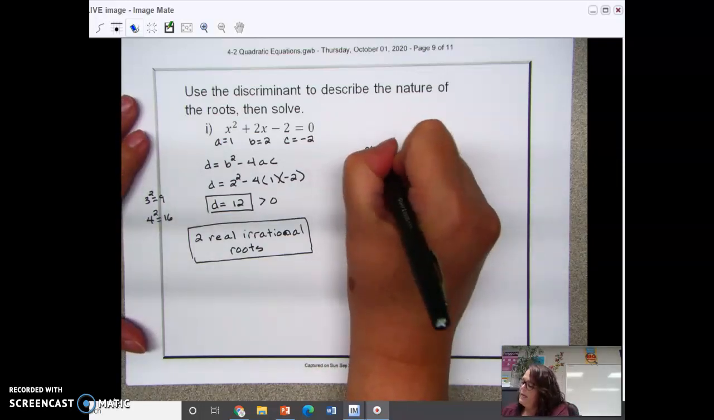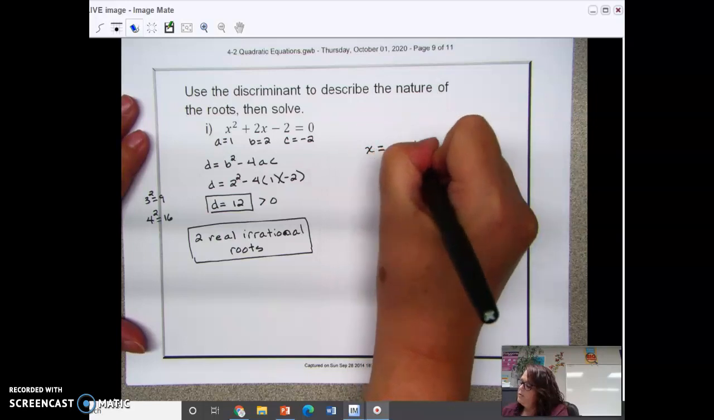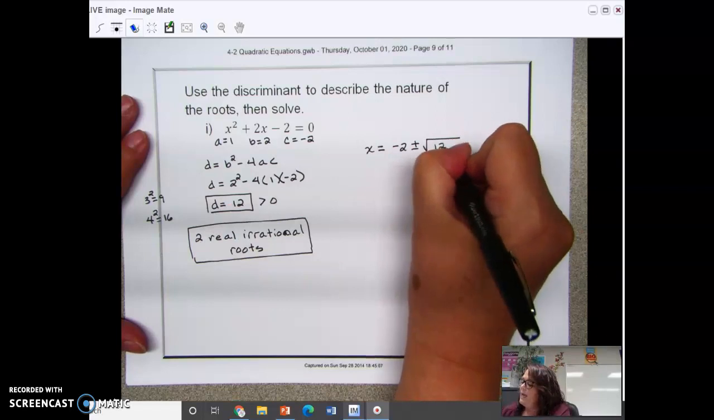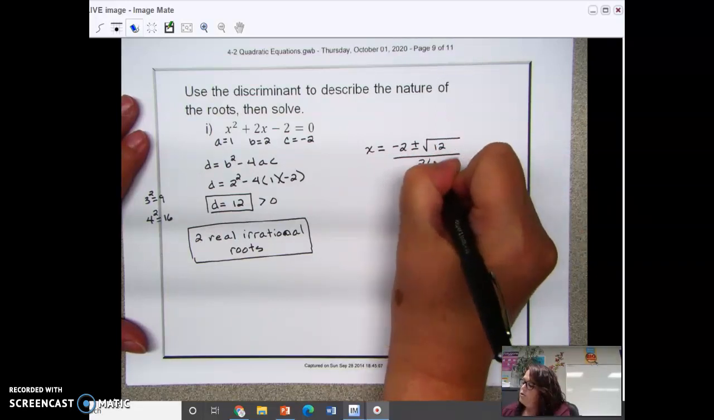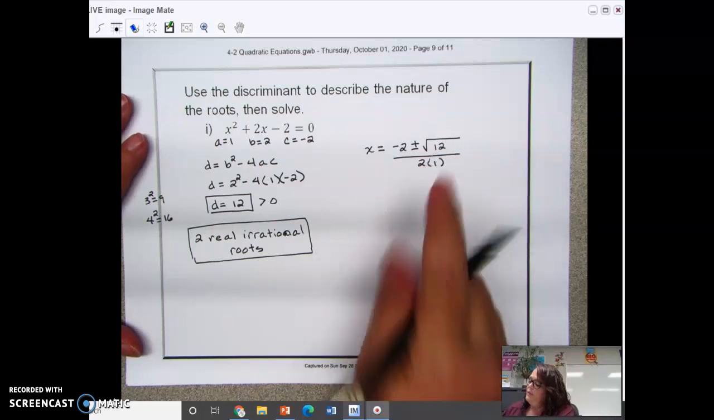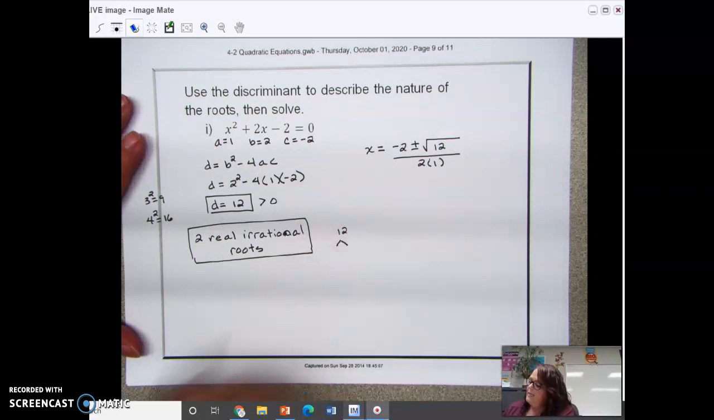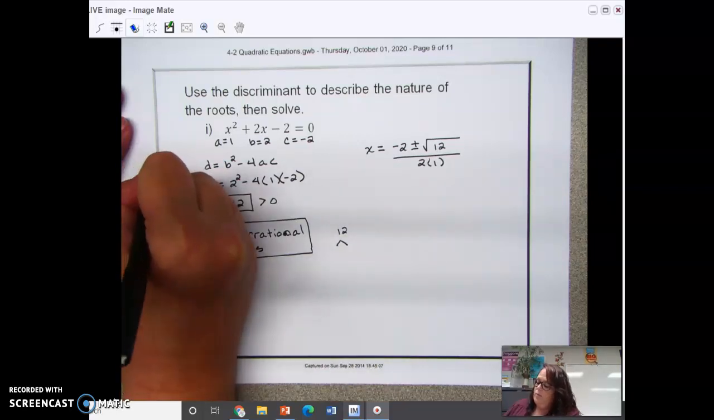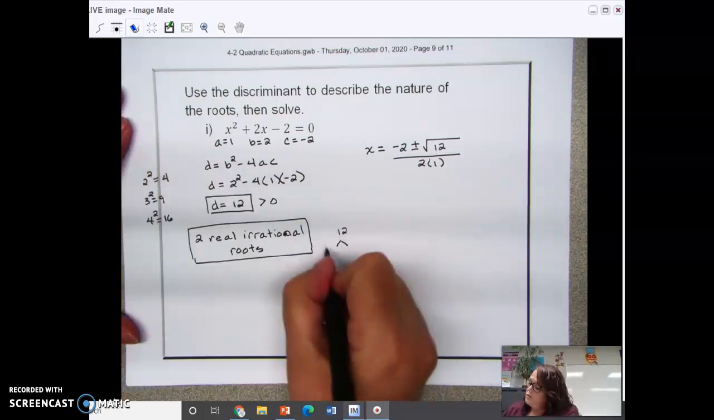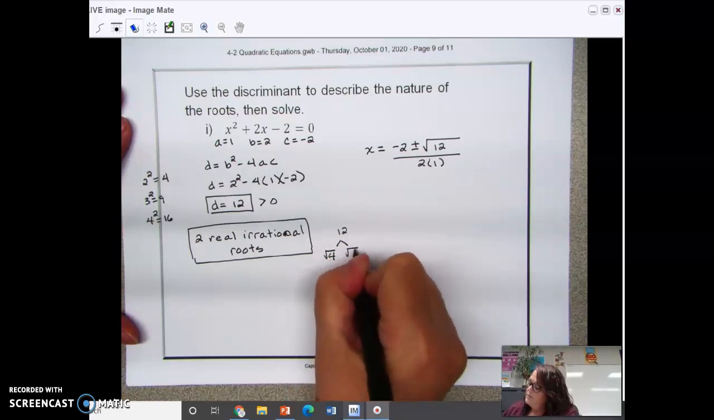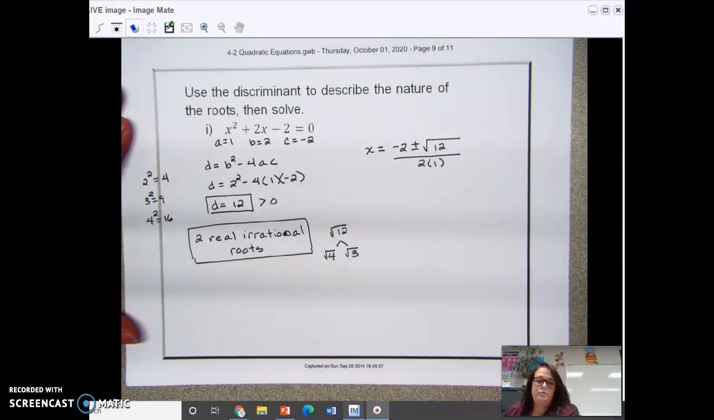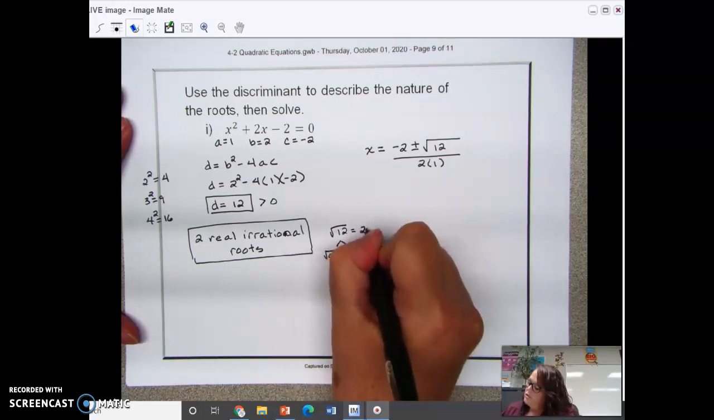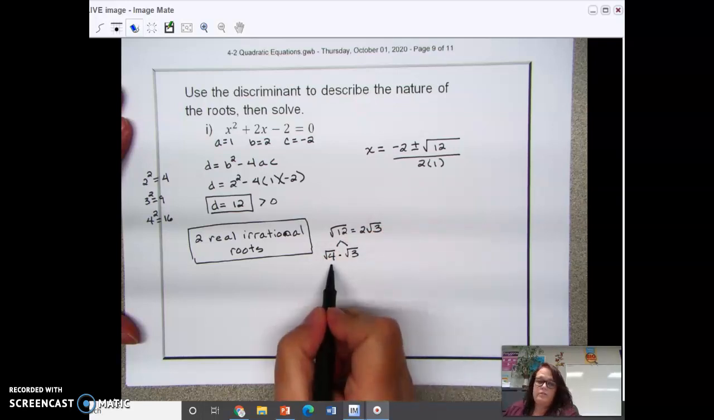Right, so we're going to say x is equal to -b plus or minus square root, and again, we've already done that work, so why do it again? And that's all over 2a. So if we take a look at 12, we want to see, is there a perfect square that goes into 12? And so if we look at 2 squared, that's equal to 4. So I can say the square root of 4 times the square root of 3 gives me the square root of 12. So what that means is the square root of 12 is 2 root 3, because the square root of 4 is 2.